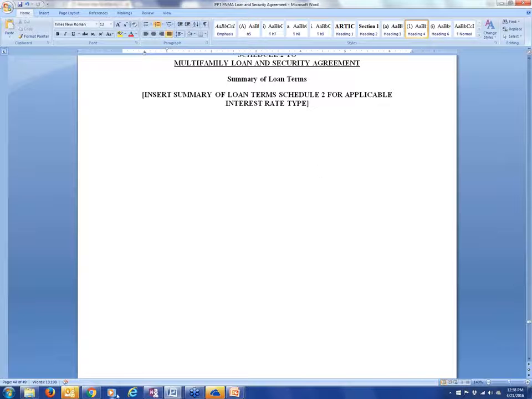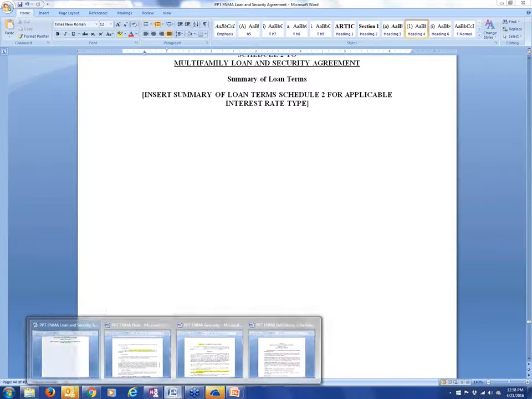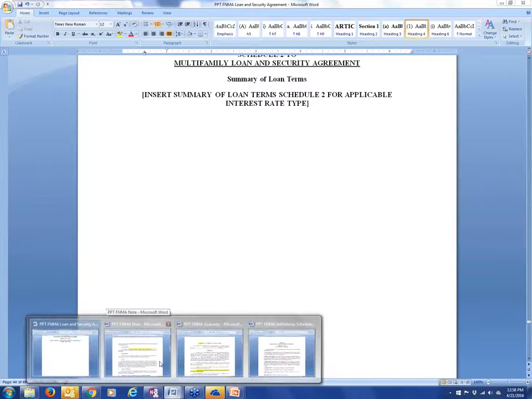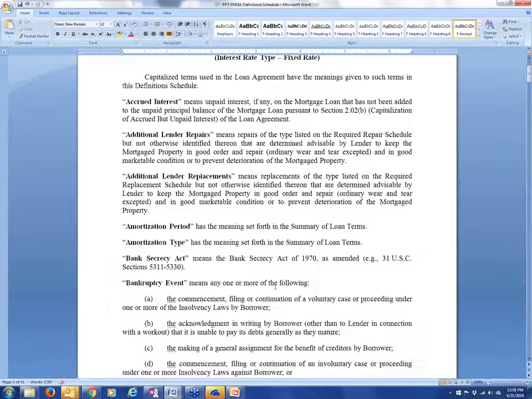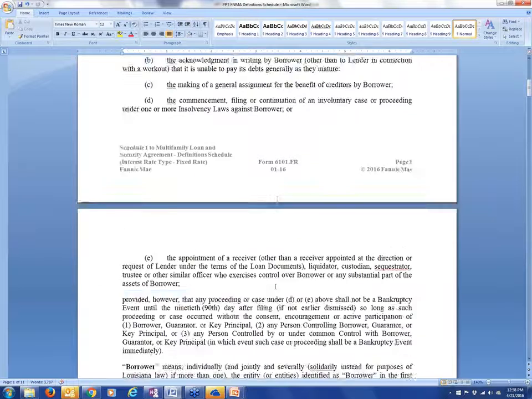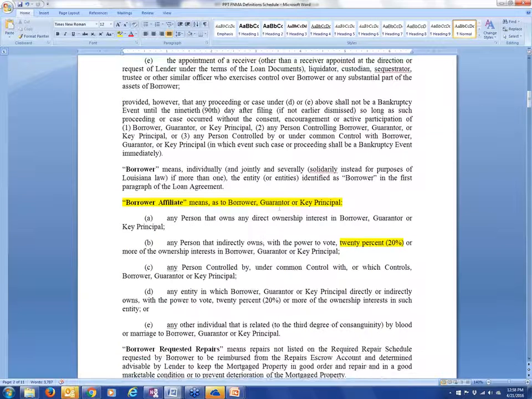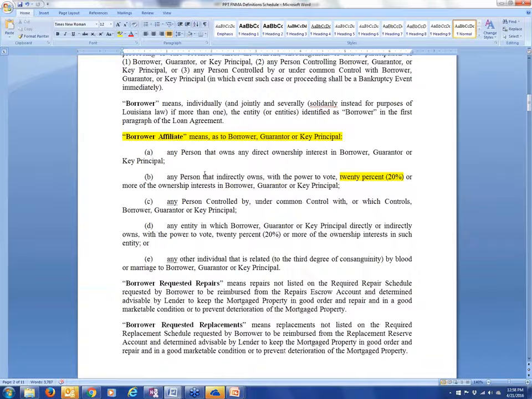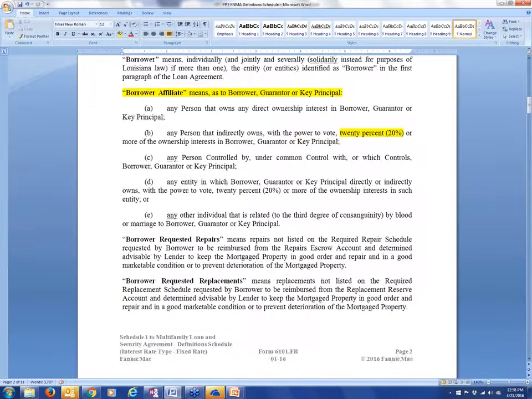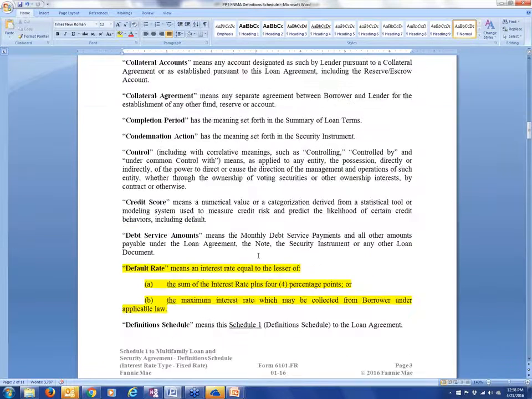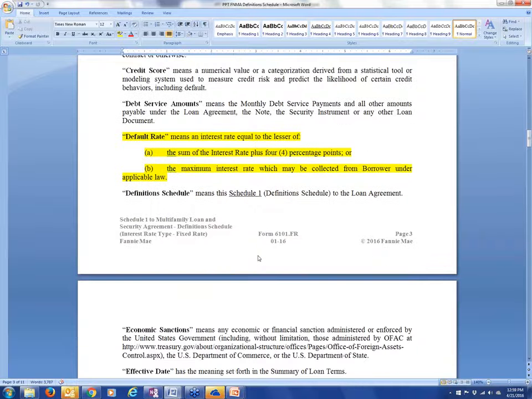All right, perfect. Let me just jump on over here to the note. Okay, there's one thing I'm going to show you. Here are all of the definitions, okay? There's a borrower or affiliate. There's a 20% provision. I just want to show you right here, folks, default rate. This is all I'm going to show you right here. This will be posted on the website.